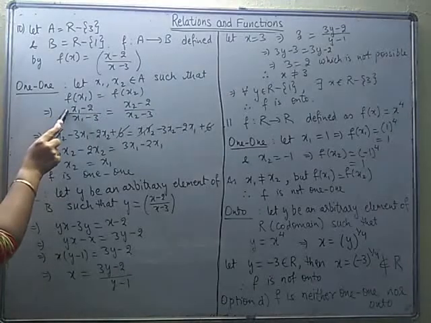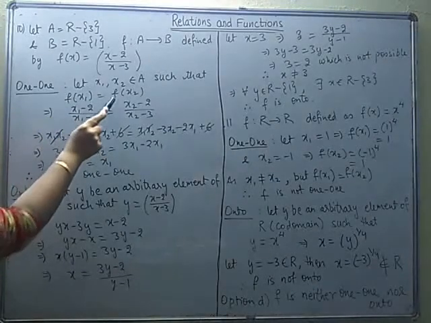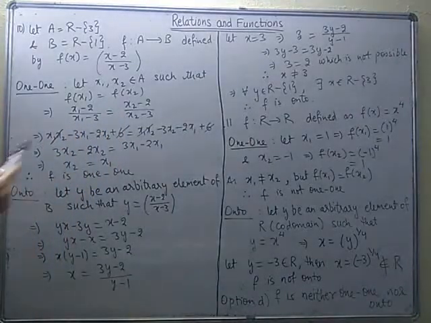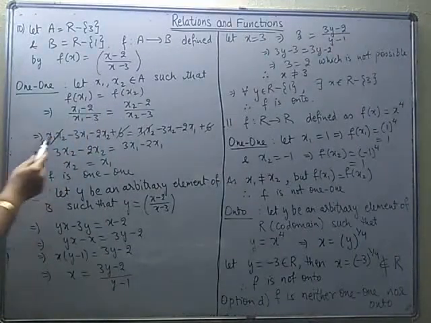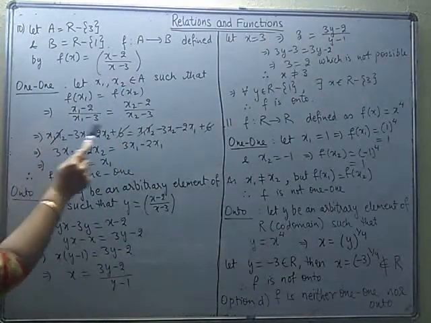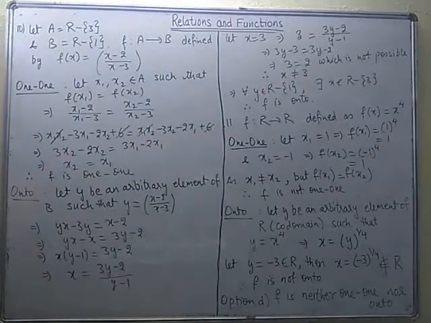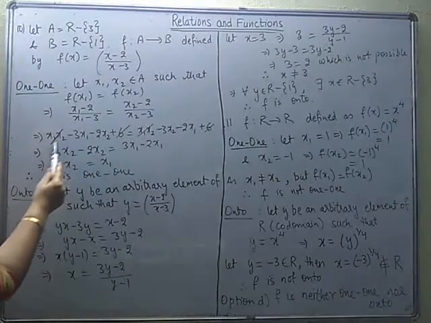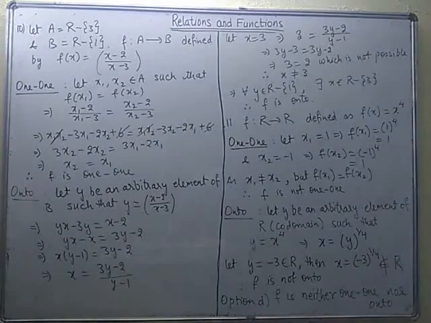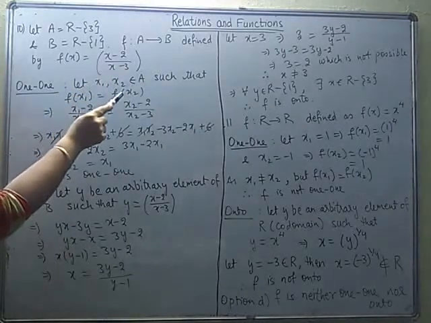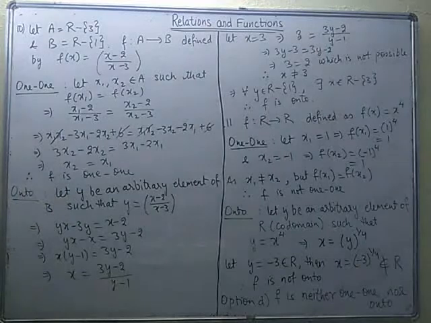Now f(x1) is (x1 minus 2) over (x1 minus 3), and f(x2) is (x2 minus 2) over (x2 minus 3). Taking cross multiplication and then simplifying, we will find x1 x2 on both the sides gets cancelled out and 6 on both the sides gets cancelled out. And on further solving the remaining terms, we get x2 is equal to x1. So if there are two real numbers from set A with the same image, those numbers are also equal. So f comes out to be a one-one function.